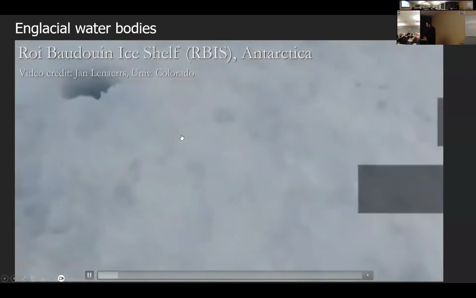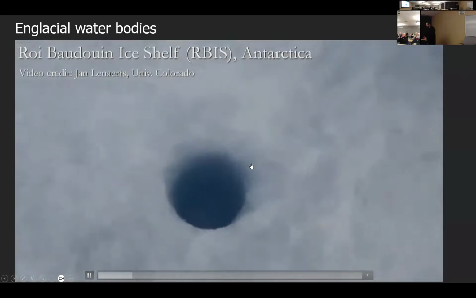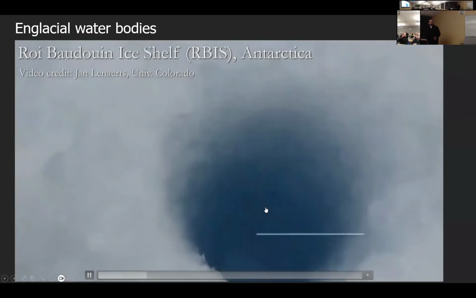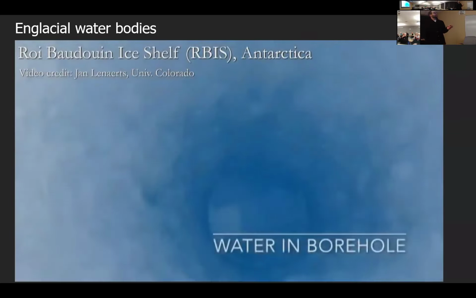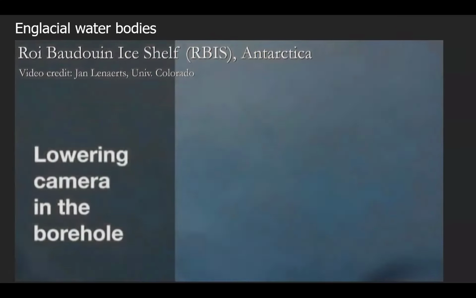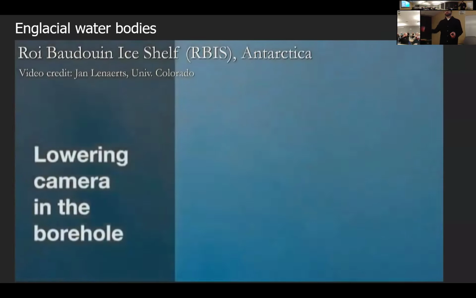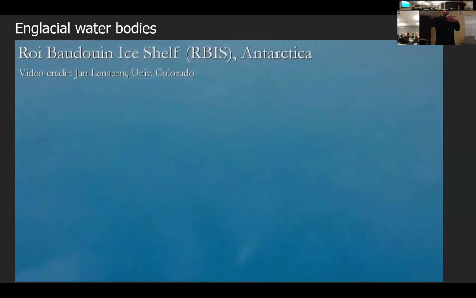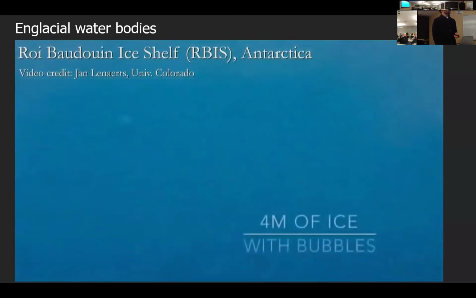Okay, so now we're in Antarctica, and they're gonna drop a camera down this hole in an ice shelf, which is floating ice at the edge of a glacier. So the glacier is flowing into the ocean, and there's a shelf of ice. We're going down through the ice, and we're gonna go 4 meters of ice with bubbles.